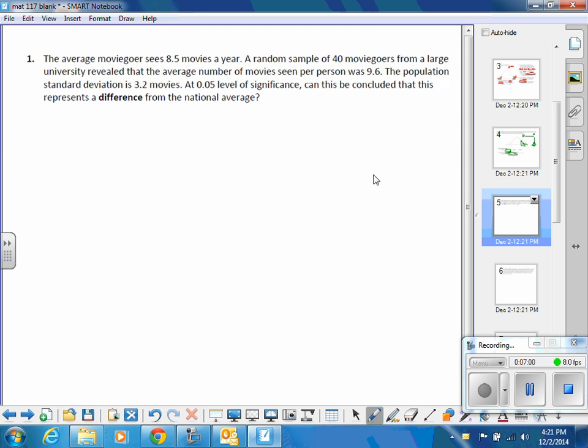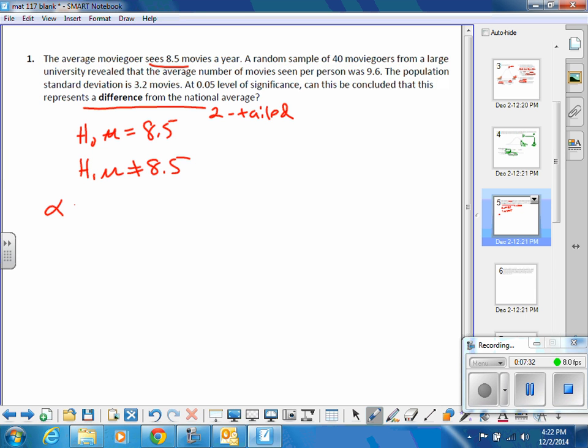They tell me the average moviegoer sees this many movies a year. That's starting out right away: my H0, mu is equal to 8.5. A random sample of 40 people at a large university realized the average number was 9.6. Alpha is 0.05. Can it be concluded that this represents a difference? That tells me it's a two-tailed test right off the bat. It doesn't say greater than or less than, so H1, mu does not equal 8.5. Now I use my alpha of 0.05, and I know it's two-tailed, so I look to see what my critical values are. They are plus or minus 1.96, okay?